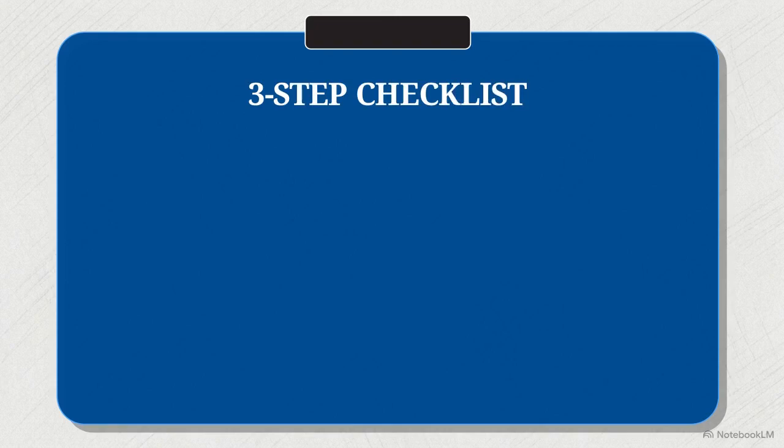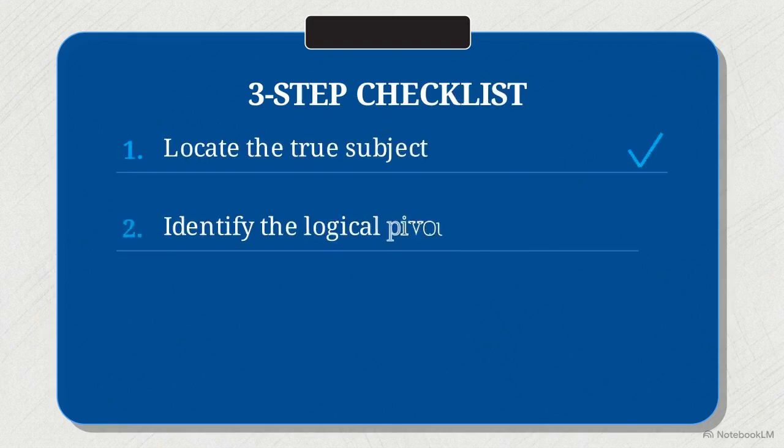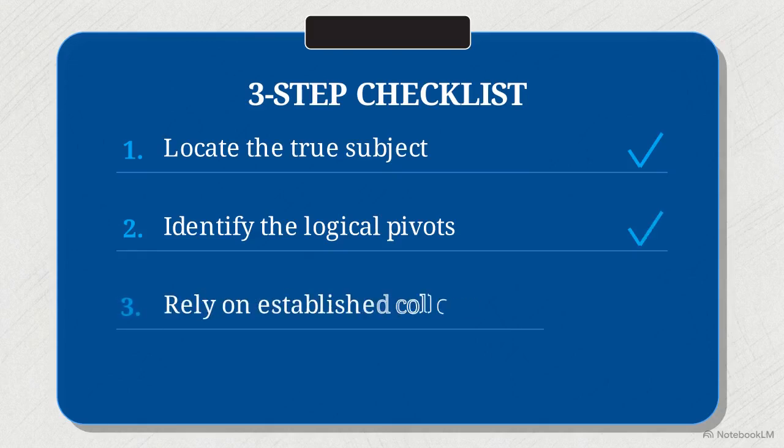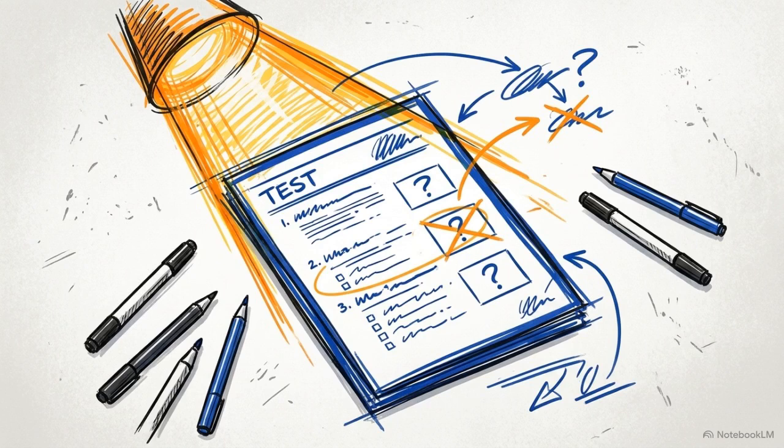To solve these blanks under exam pressure, use this three-step checklist. Locate the true subject, identify the logical pivots, and rely on established collocations. Applying this analytical framework is the only way to consistently see past the distractors and find the evidence-based answer every time.